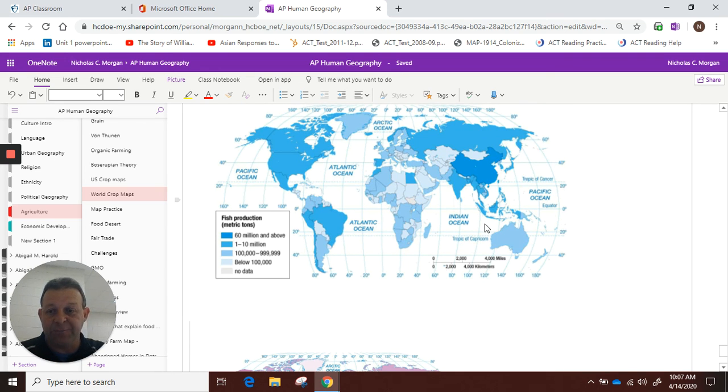And then here is a fish production map. Something we'll also be talking about in coming days is a type of agriculture known as aquaculture. Actually, it's kind of separate, but it's about producing food sources. And obviously places with coastlines are going to be much more effective on this.